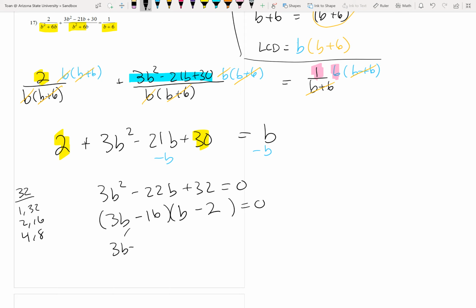And then we get 3b minus 16 equals 0, b minus 2 equals 0. So you get b equals 16 thirds, b equals 2.